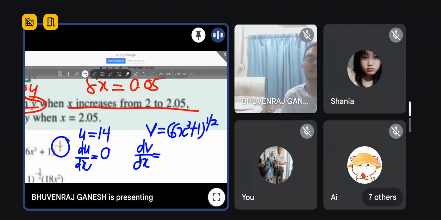So anyone? dv/dx for this equation, what do you get? Nah, see, even the fast person also struggling a bit. Never mind.